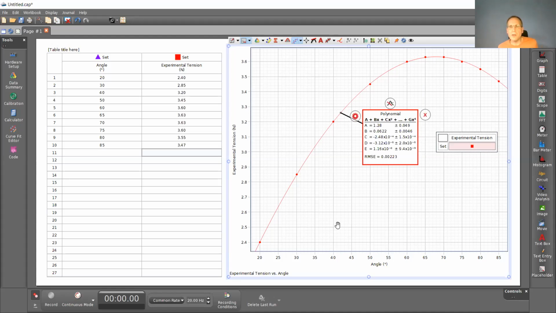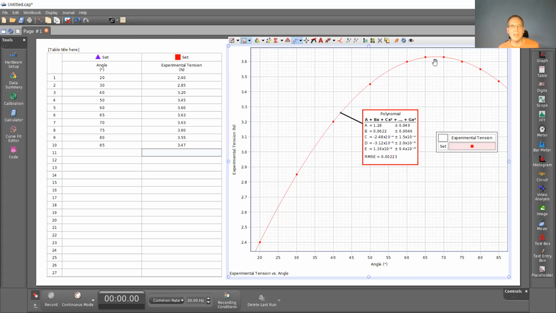So what we want to do is find the maximum tension experimentally, which means after I fit the graph, I want to find the peak of my curve. You don't want to use one of your data points. You actually want to find the peak of your curve. And then we want to find the angle at which that maximum occurred. And we're calling that the optimal angle, experimental. So how do we do that?